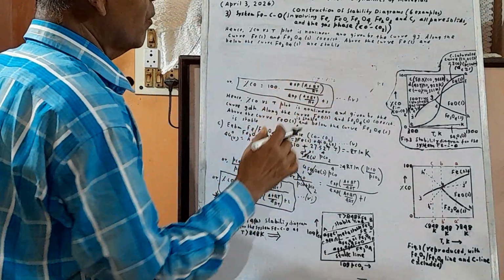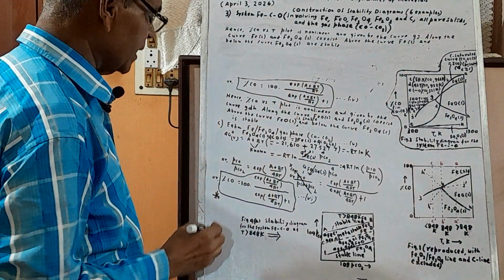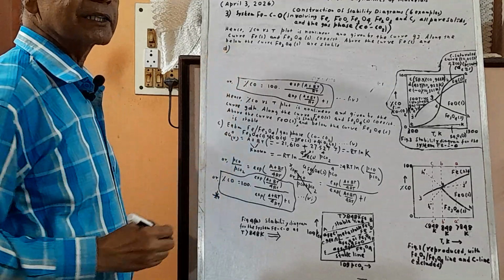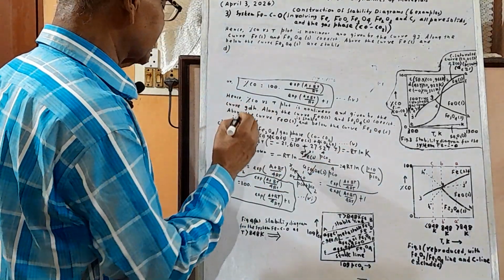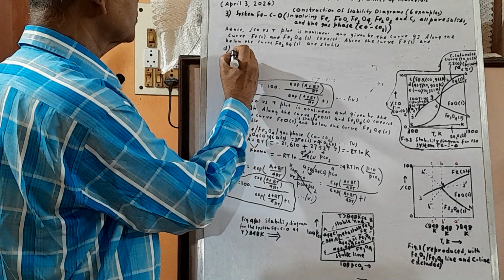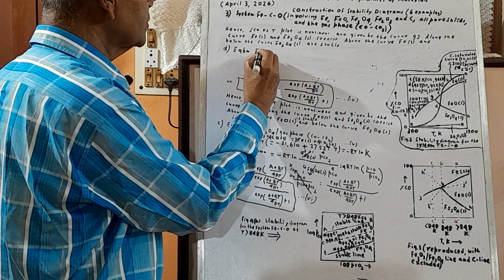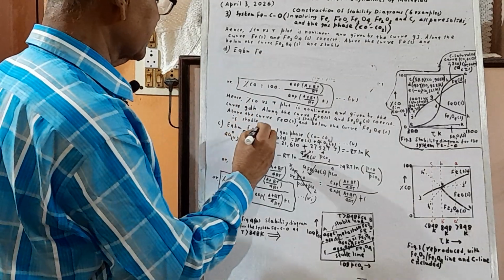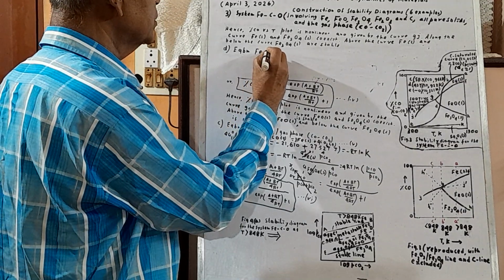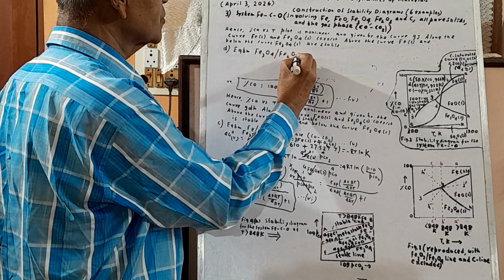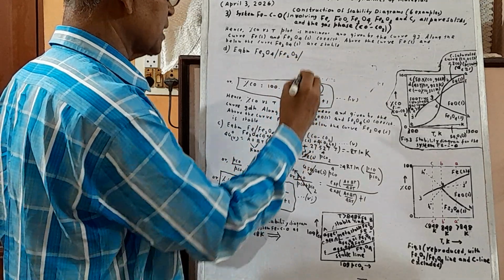Now for the time being, only take up what I say, C, D. Take up D. What is that called? Write the same way, equilibrium. Write this equilibrium: Fe3O4, Fe2O3, and of course the gas phase.